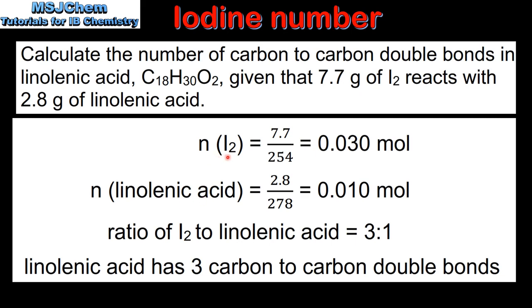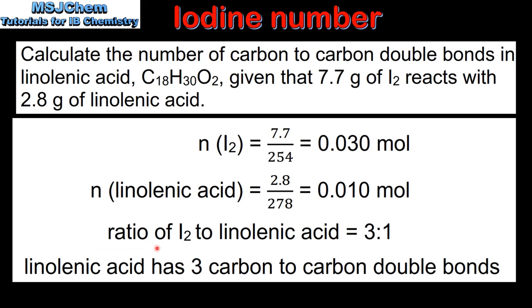So the number of moles of iodine equals 7.7 grams divided by the molar mass of iodine, which is 254. This gives us 0.030 moles of iodine. Next, we'll calculate the number of moles of linolenic acid. So it's 2.8 divided by the molar mass of linolenic acid, which is 278, which gives us 0.010 moles.